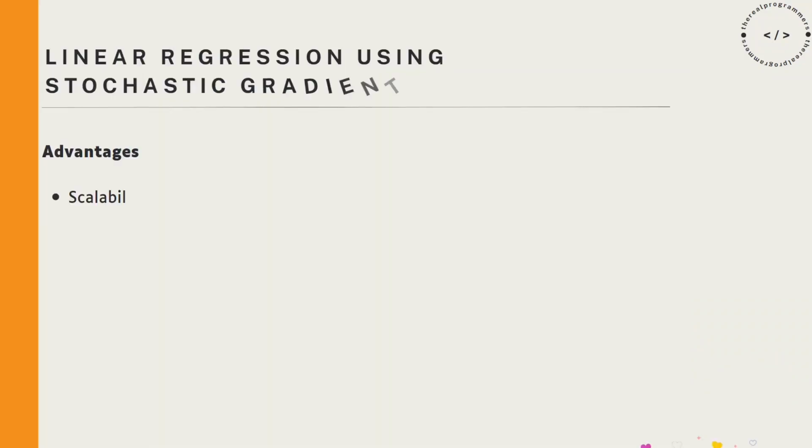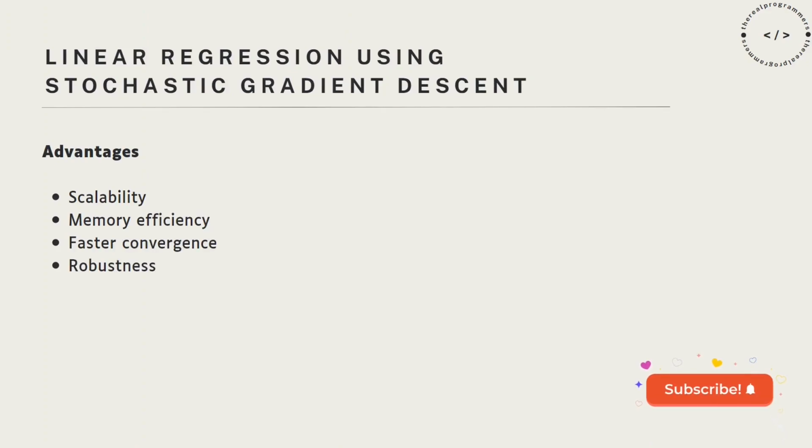Some of the advantages of stochastic gradient descent are scalability, meaning it works efficiently with large datasets due to its use of mini batches. It is also memory efficient, requiring less memory to store and process gradients as compared with the classic gradient descent. Faster convergence: often stochastic gradient descent converges faster than classic gradient descent for large datasets. Robustness: it can be more robust to noise in the data due to its stochastic nature.